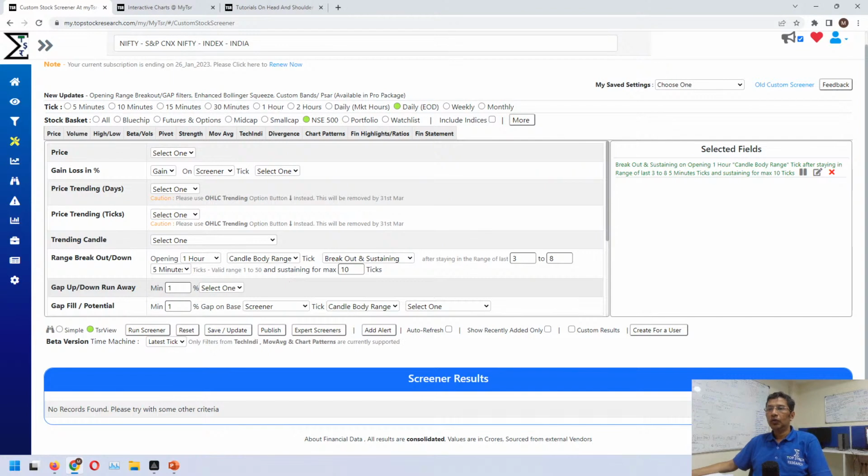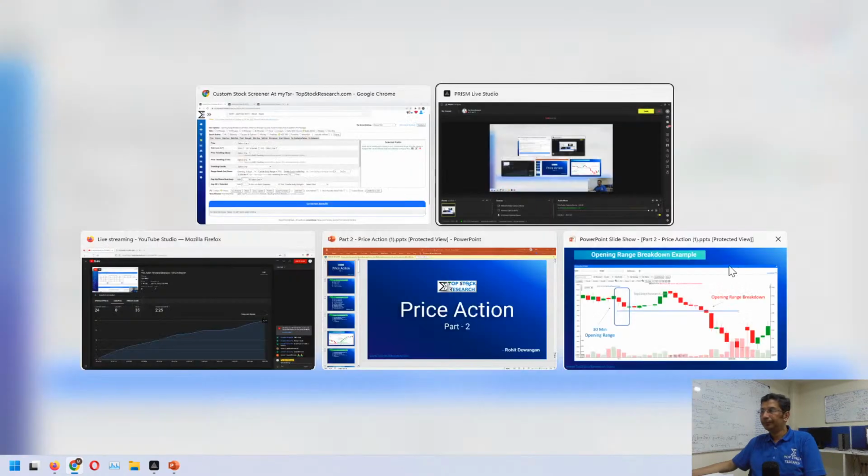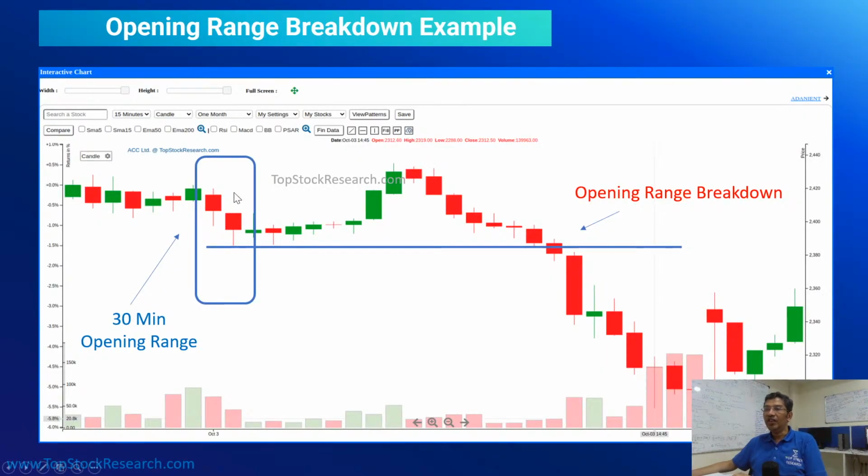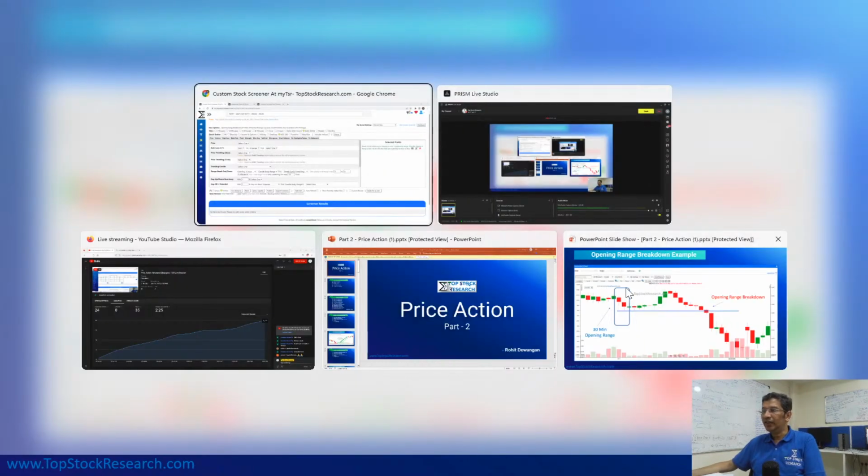So basically the key here is to understand whether your first 15 minutes range or first 30 minutes range is going above that range or going below that range, right? Depending on what it is. The same thing we have tried to convert into a very simple and easy screener, right?